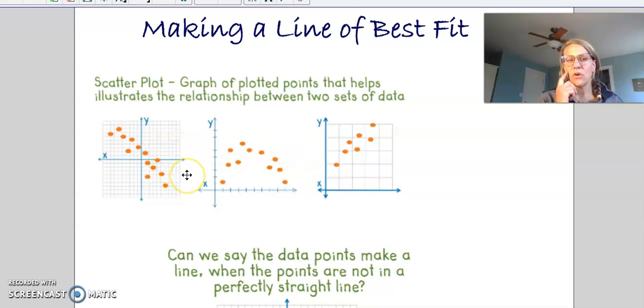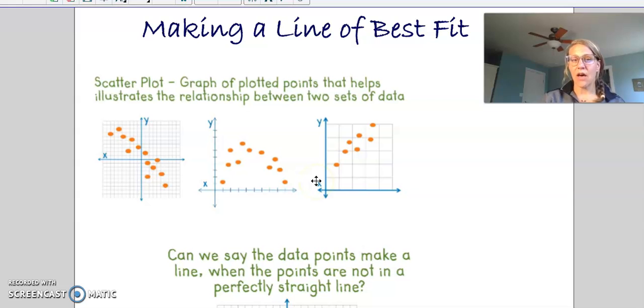The scatter plots can show different types of trends, different types of relationships, and we're going to be talking about that some too. This one shows a linear relationship because the data is clumping in a line-like pattern. This middle one would be a non-linear relationship because it has that curved pattern to it. This one again would be an example of a linear relationship.